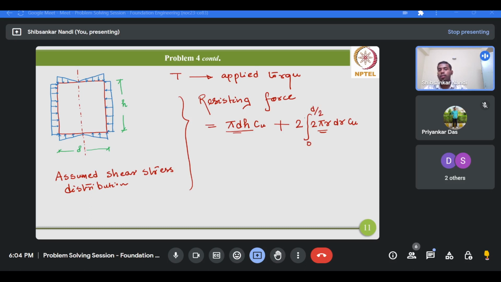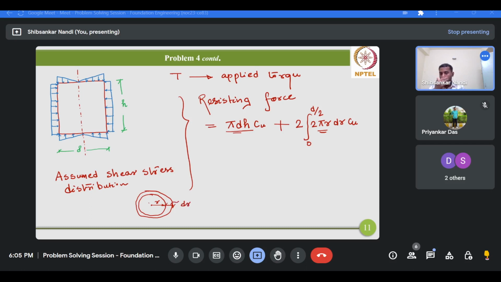Now how is this coming? Because this is coming from this concept. If you consider some annular ring, okay, so this is the plan view or top view I am drawing. So this is suppose the center. So this is your r and this is your dr.